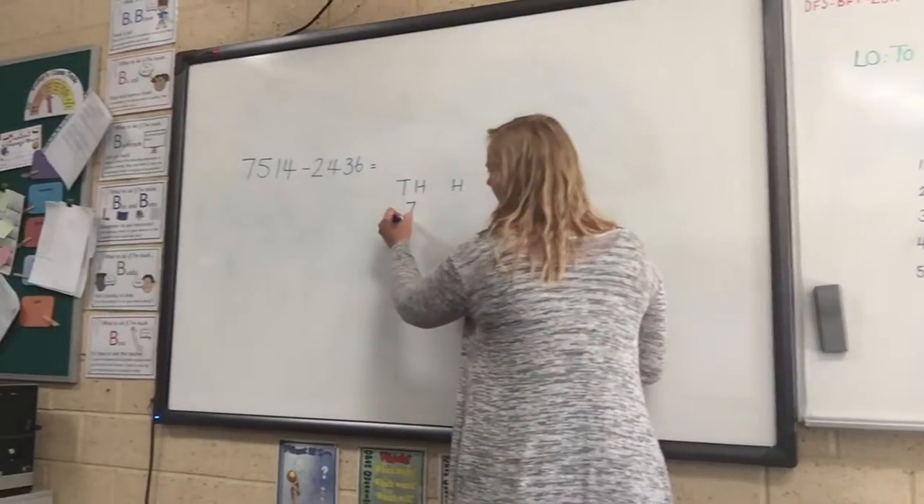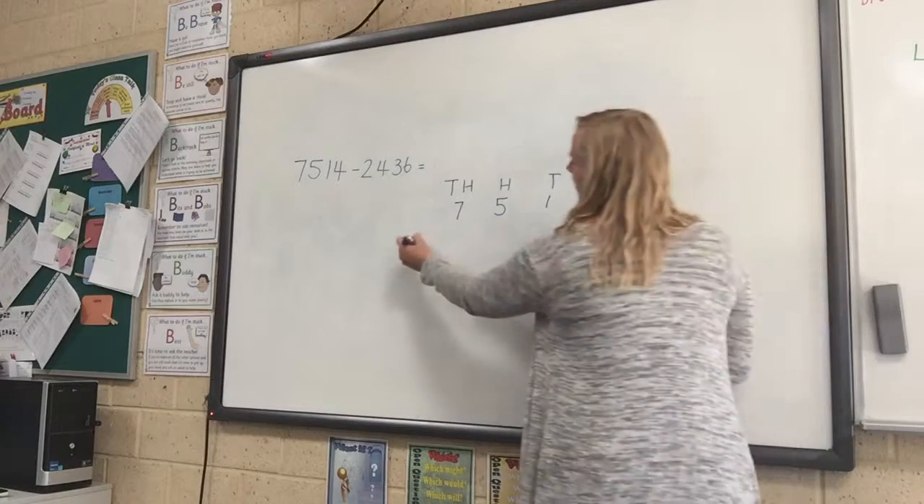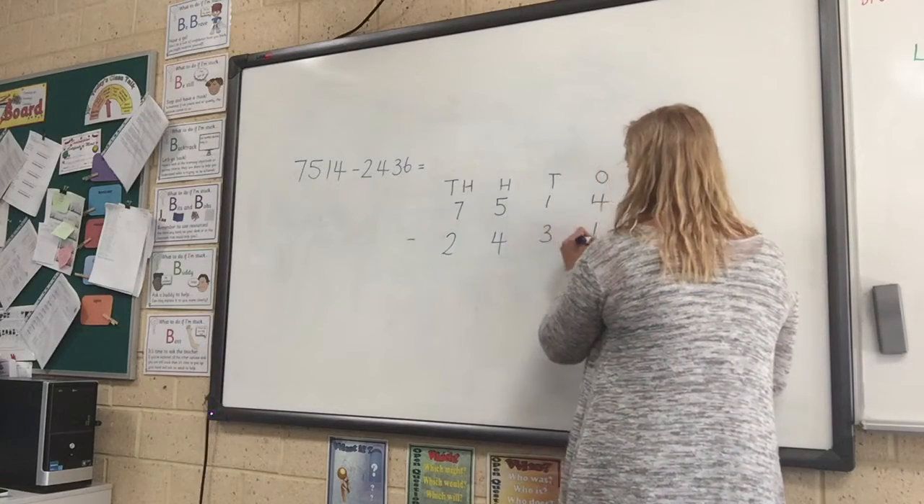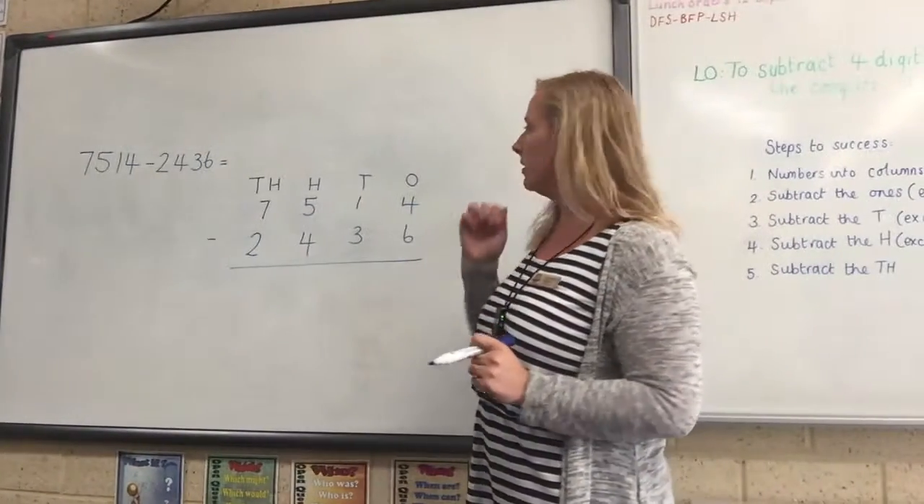So 7,514, take away 2,436. Okay, really encouraging that, making sure that those numbers are in the correct columns.